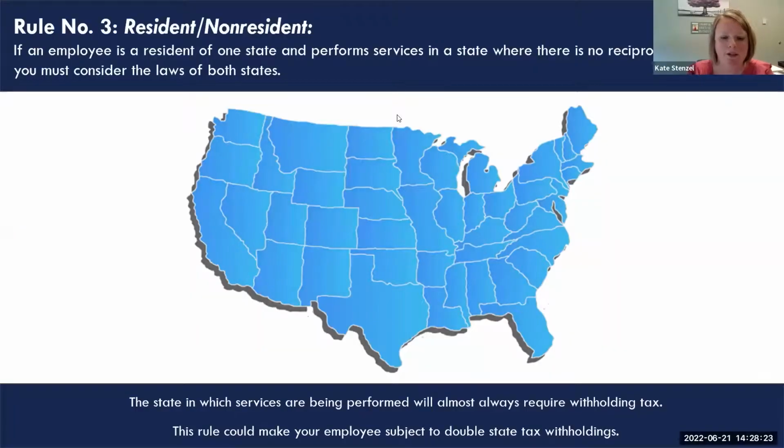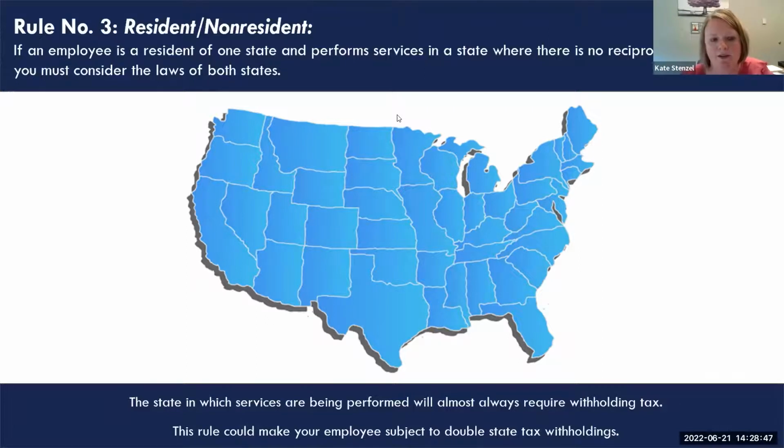And then the third rule is resident versus non-resident. If an employee is a resident of one state and performs services in a state where there's no reciprocity agreement, you must consider the laws of both states. This is where it gets a little more complicated. The state in which services are performed will almost always require withholding, but know that this rule could make your employees subject to double taxation.